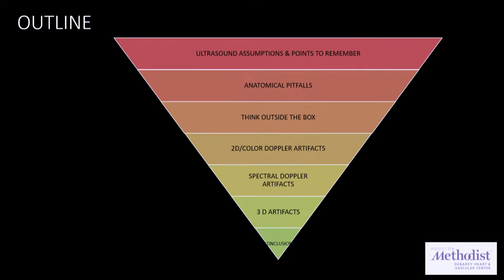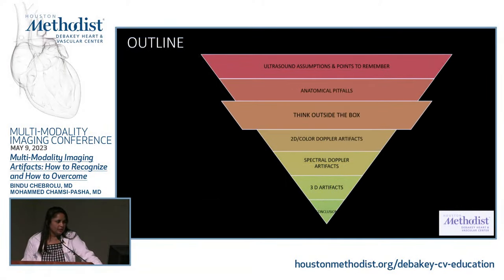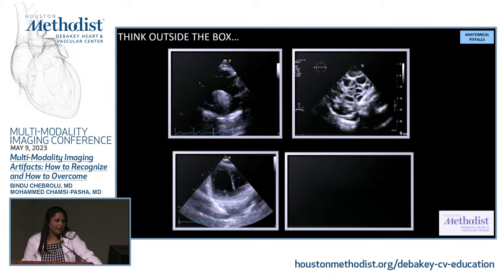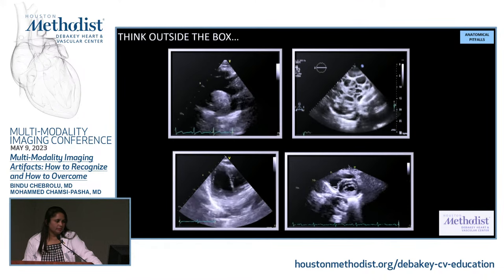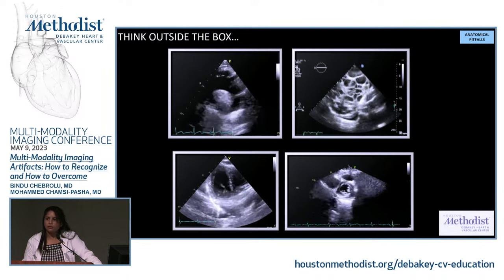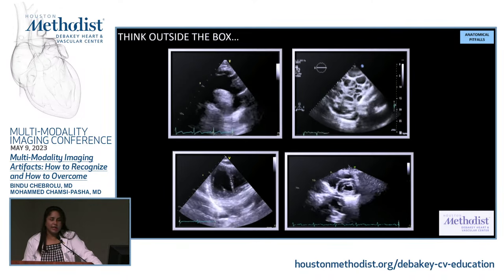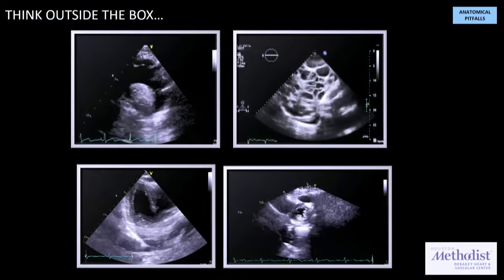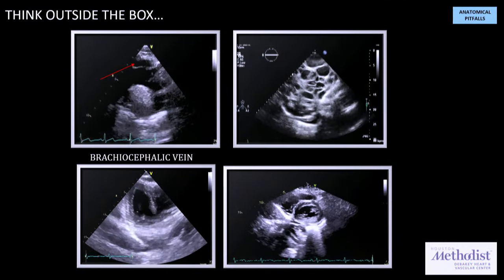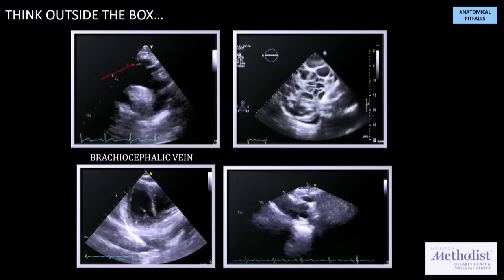All right, I think we covered all the anatomical pitfalls. So let's talk a little bit about thinking outside the box. See if we can guess these. What's this one, Priscilla? Any take on that? Exactly, right? That's an innominate vein we are seeing. What about the second one?